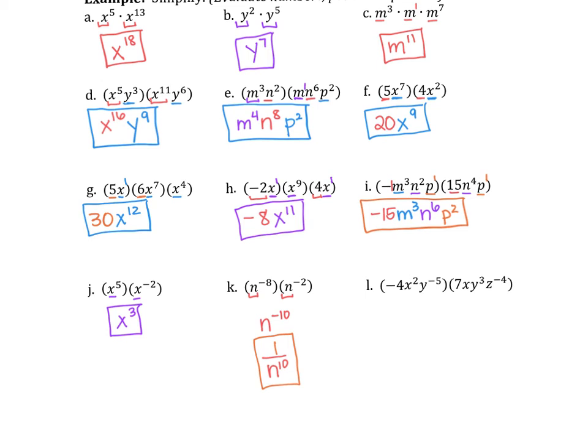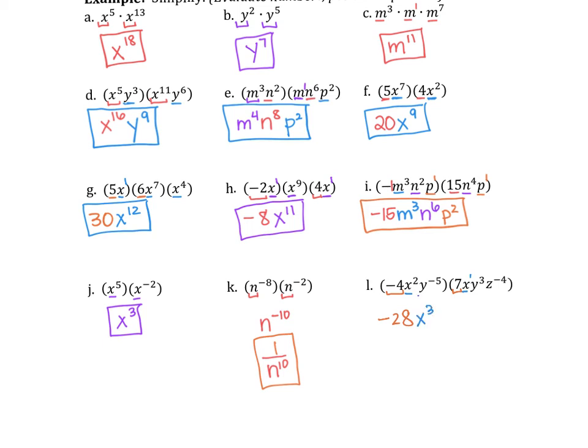Okay, last one, just tried to put everything all together at the same time. So let me first look. I do have coefficients, so I'm going to multiply the coefficients. I have a negative 4 times 7, so negative 28. And then I'll just go base by base. x to the 2nd times x. 2 plus 1 is 3.